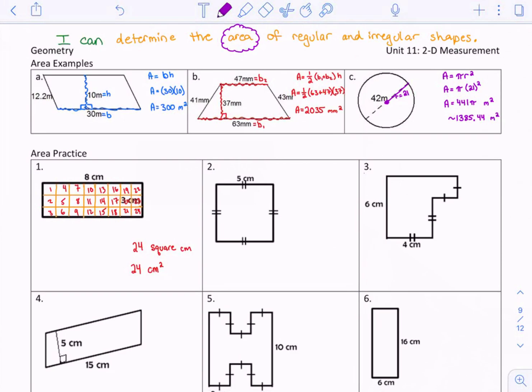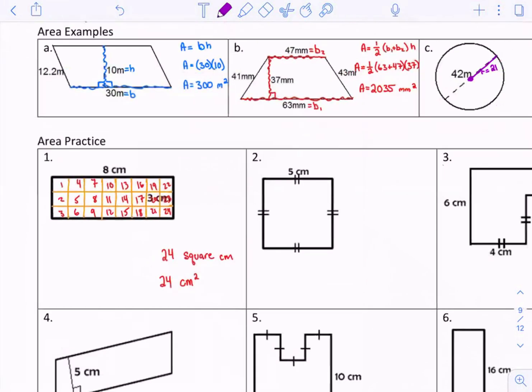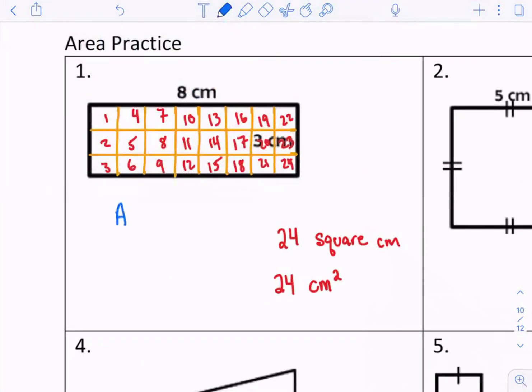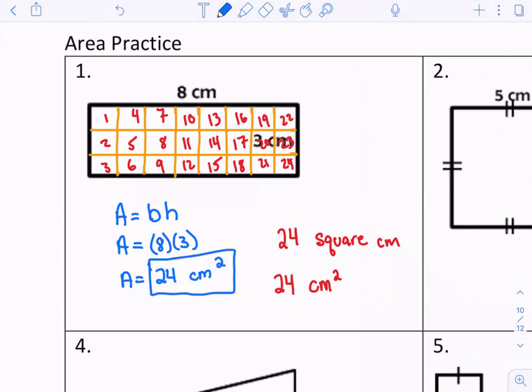So really, notice in number 1, even though we counted all the squares, there was an 8 and a 3. And remember, it's a parallelogram. A rectangle is a parallelogram, which was just really base times height. So the shortcut would have just been 8 times 3. And we still would have gotten 24 square centimeters. Much faster than counting. Absolutely.